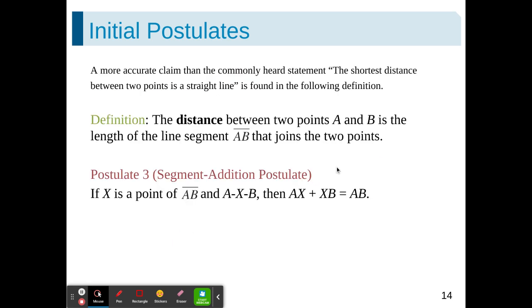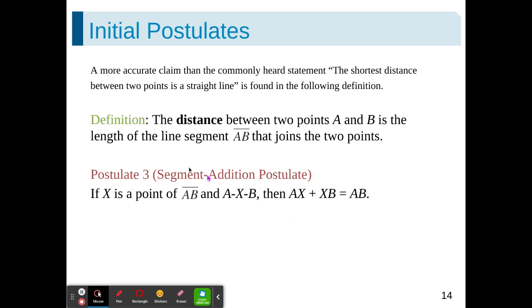A more accurate claim that is commonly heard is that the shortest distance between 2 points is a straight line. So the definition is: the distance between 2 points A and B is the length of the line segment AB that joins the 2 points. That leads us to postulate 3. If X is a point of AB, where we have A-X-B, with X on line AB between A and B, then AX plus XB is equal to AB.